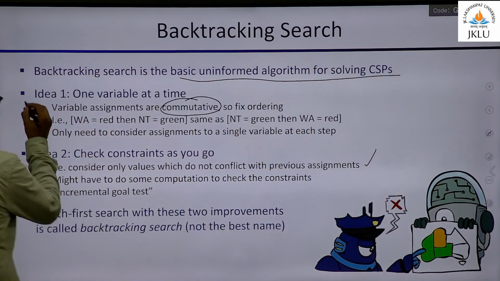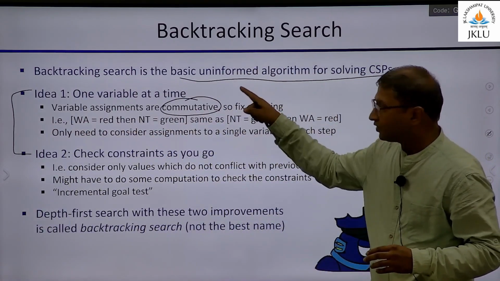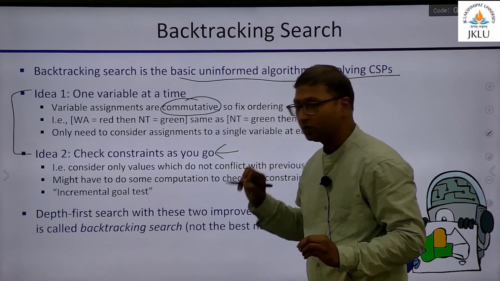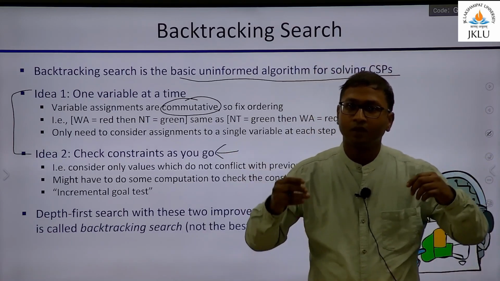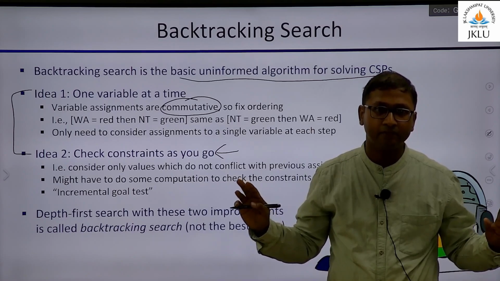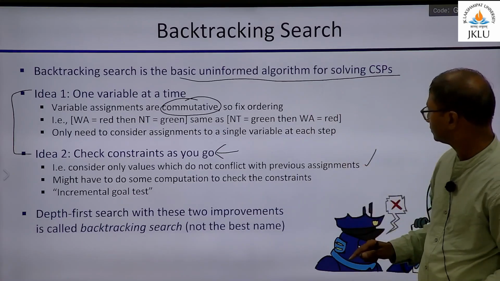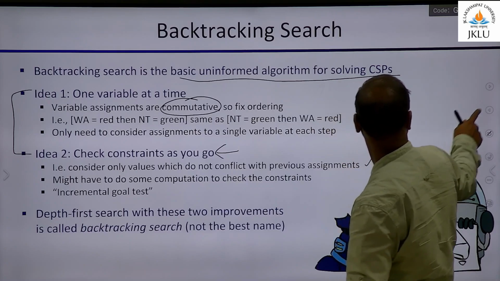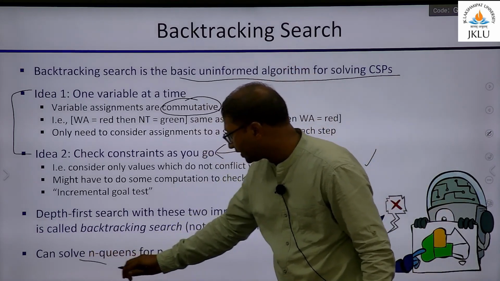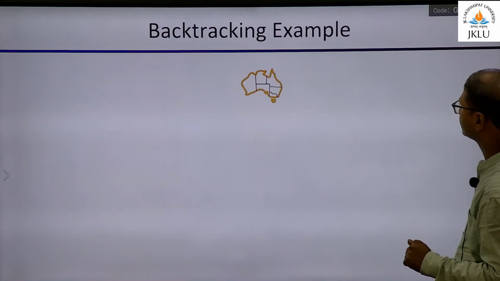What are these two ideas? One variable at a time, right? So you assign color only to one variable at a time and check constraints as you go. Tell me one thing, do you necessarily have to reach the last level to figure out that constraints are violated? Can you give me an example where you will figure it out upfront? And using backtracking search, you can solve n queens for n equal to 25. What does it mean you can solve? This means in reasonable time, right?